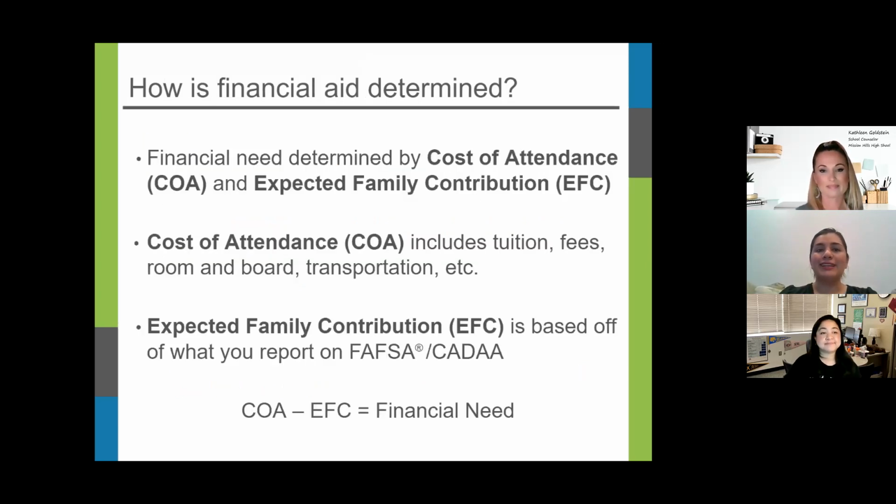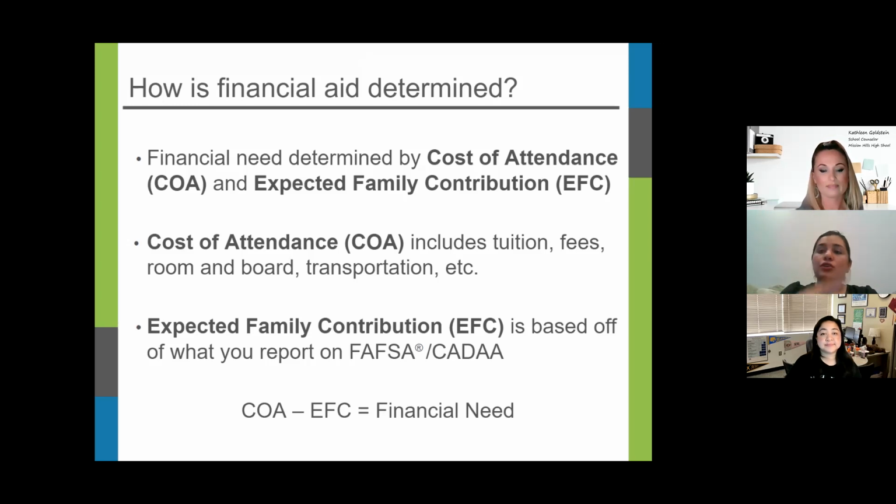And then, how is financial aid determined? You'll hear a lot about cost of attendance and expected family contribution. Cost of attendance includes tuition, fees, room and board, and transportation. The expected family contribution is based on the number that the FAFSA and the DREAM Act give you, based on the information that you placed in the application.